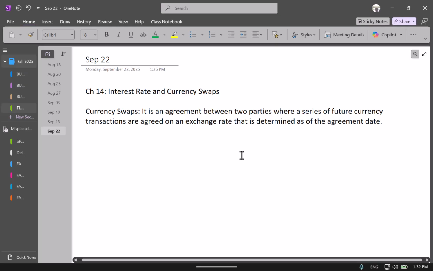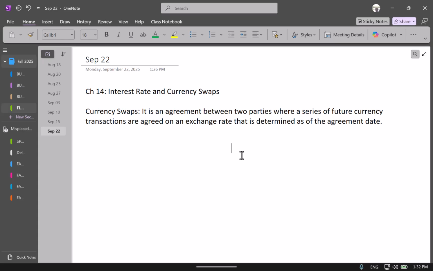If you think about it, they're similar to forward exchange rates or forward transactions, where you have only one payment or one transaction in the future. 6 months from today, I'm going to give you 1 million euros. You're going to give me dollars in exchange, but we're going to determine what that exchange rate is going to be right now. That is basically the simplest currency swap you can do.